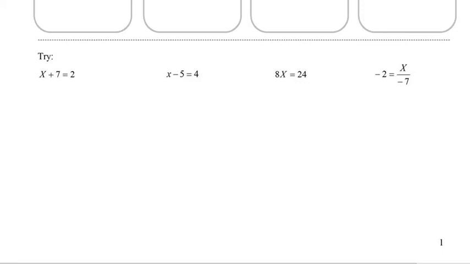Alright, so I want you to try these 3 problems. Hit pause on your video and give them a shot right now. So remember, opposite signs.